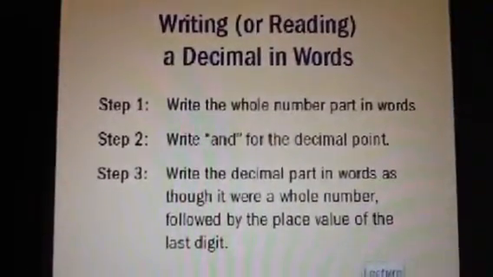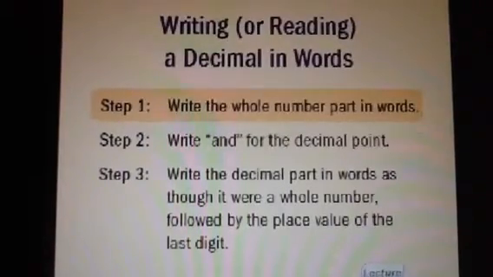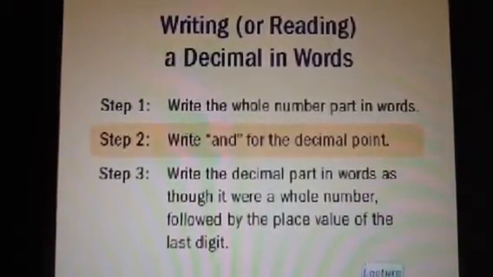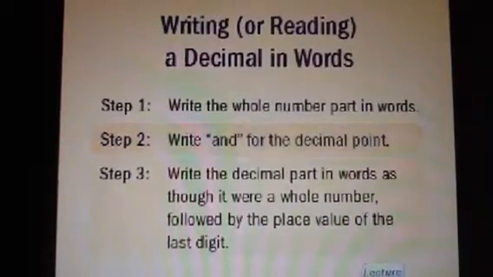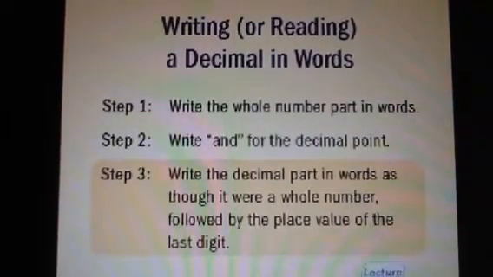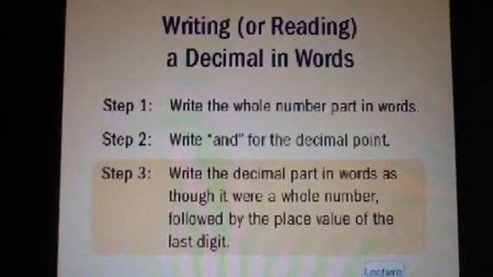This is writing or reading a decimal in words. Step 1, we write the whole number part in words. Step 2, we write "and" for the decimal point. And then step 3, we write the decimal part in words as though it were a whole number, followed by the place value of the last digit.